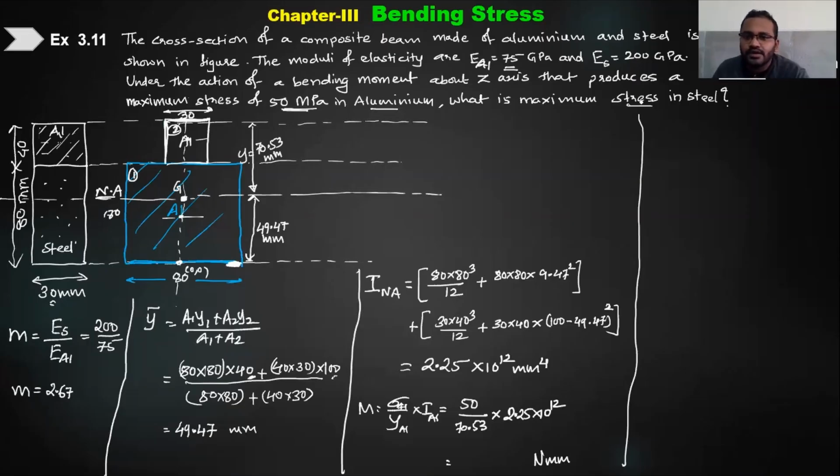Now let us see how to calculate the maximum stress in steel. I know that at y equal to 70.53, the maximum stress of aluminium should come, and it is coming out to be 50. Does everyone understand that at this distance you get the maximum stress of 50? But if I talk about this end, here the aluminium will have stress, but it won't be maximum because it is at a distance of 49.47.